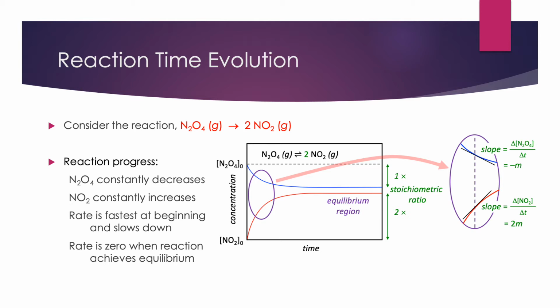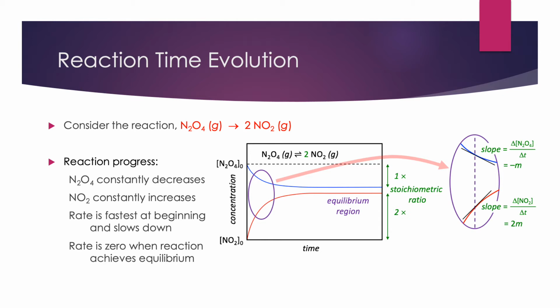Now you'll notice below that on the red curve, again we've characterized the slope, and in both cases the slope is the change in the concentration of that reactant divided by some incremental time. But the slope of the NO2 is now a positive, and it's a plus 2m. So why is that 2, whereas the other one was just minus 1m? Well, that's related to the stoichiometry of the reaction.